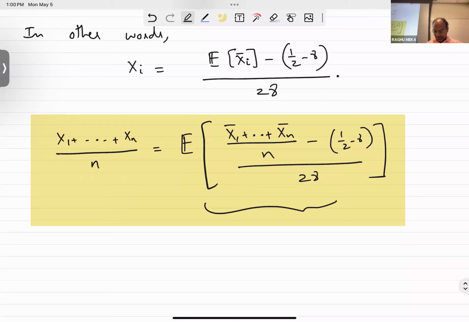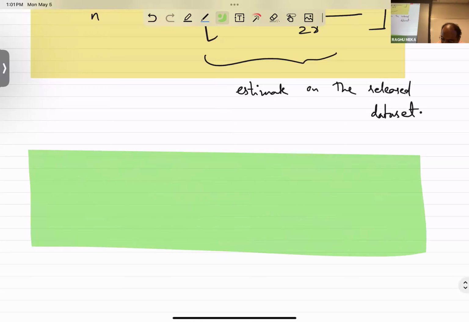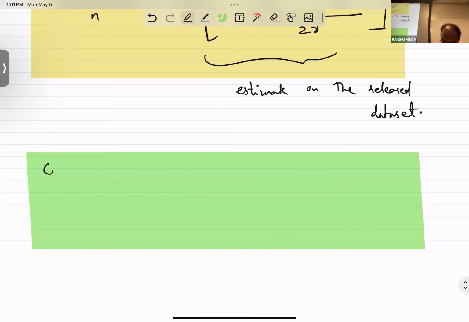Okay. So this is the estimate on the released data set. So this is the correction. And going back to your question, how useful is it? And how do you set gamma? What kind of privacy you get? You can quantify it.